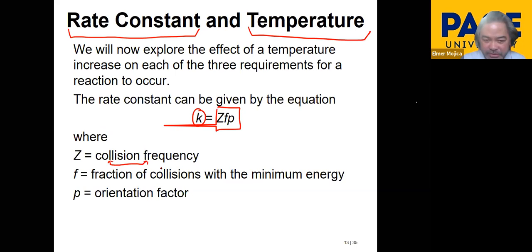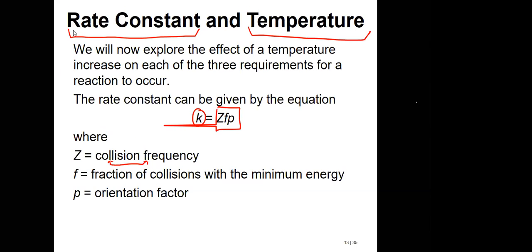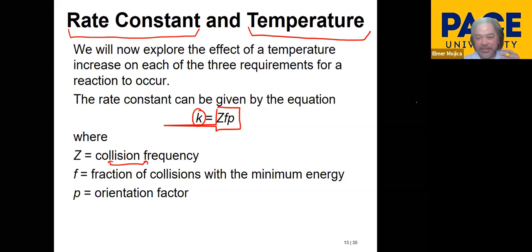Now, what can we say about the collision frequency when the temperature increases? What happened to the collision frequency if the temperature increases? So as the temperature increases, it also increases because they will move at a much faster rate. If they move at a much faster rate, most likely they will collide. The frequency of collision increases. So that means if C increases, K increases.